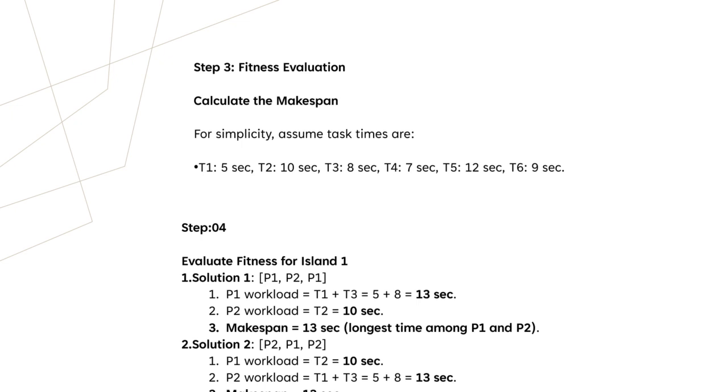Solution 1 has P1 with 13 seconds time, and P2 with 10 seconds. The 13 seconds will be counted because it is taking the longest time. Solution 1 has three parts: P1, P2, P1. So P1 is executing task 1, P2 is executing task 2, and the third, P1, is executing task 3. So processor P1 has two tasks, T1 and T3, and processor 2 has task 2. Based on their times, we have calculated 5 plus 8, 13 seconds, and task 2 is equal to 10 seconds.